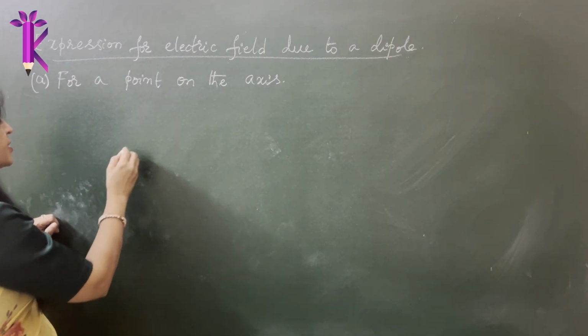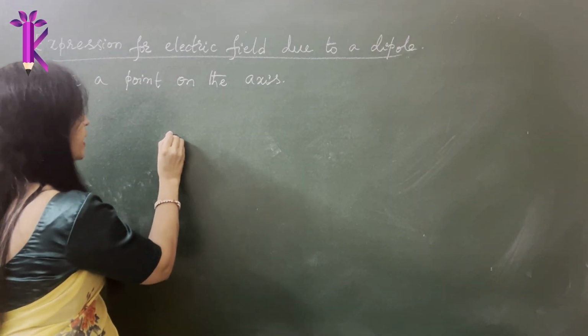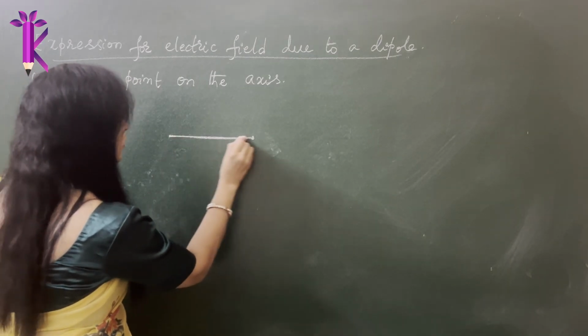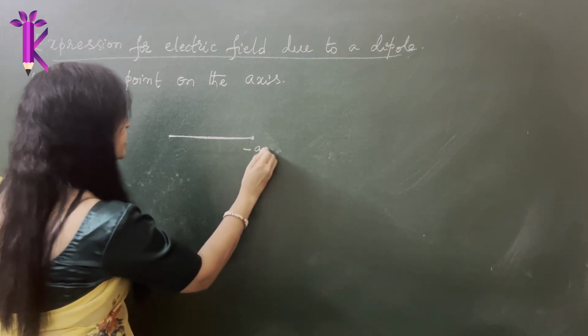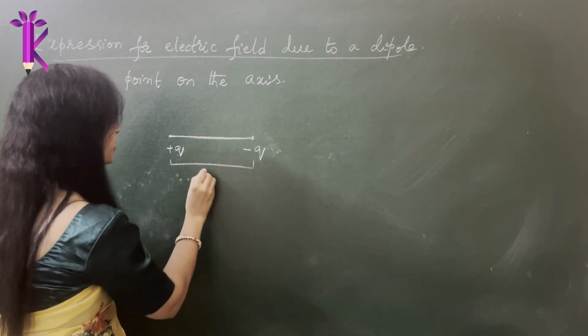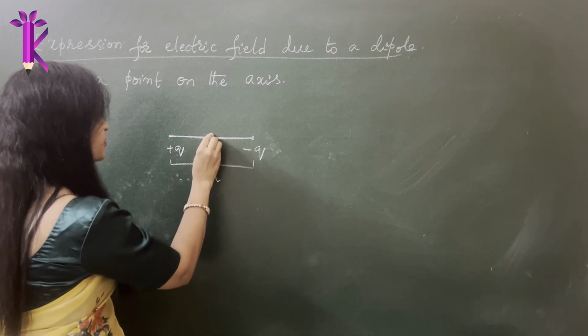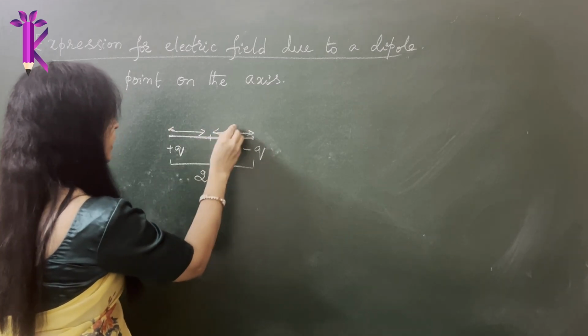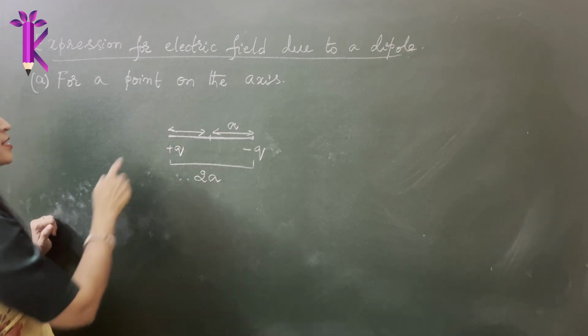Okay, so let's first write the dipole. Okay, this is the dipole. I'll assume you can write minus q here, plus q wherever you want to choose. So I'm choosing it here. This is minus q and this is plus q. The distance of separation between them as usual is 2a. So this distance will be a and this distance will be a as well. Okay, so this is the dipole.